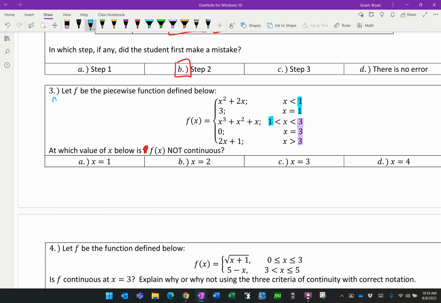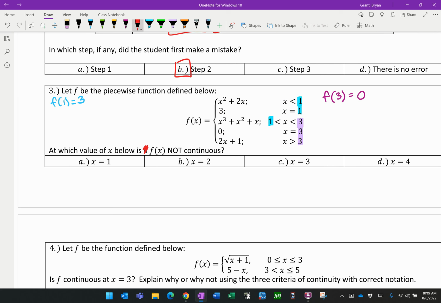So let's find f of 1 first. F of 1, well, when you use x equals 1, that's going to be 3. A point exists. We can do the purple at the same time. If I want to find f of 3, looks like f of 3 is 0. The point exists for both of them, so we're off to the right start. Next, though, we need to find the limit.